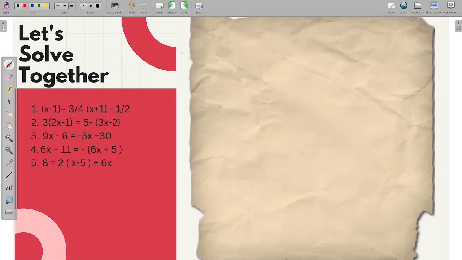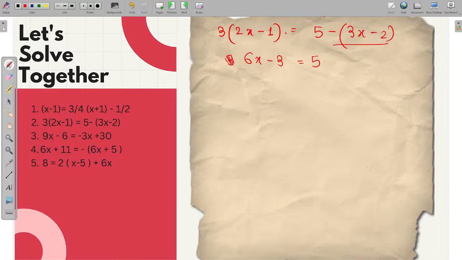Let's move on to the next question, that is 3(2x − 1) = 5 − (3x − 2). Okay, now let's multiply. 3 into 2x will get 6x − 3 = 5. While opening the brackets, do you remember the rule? If there is a negative sign outside the bracket, the signs of the numbers inside will change. So +3x will be −3x now, and −2 will become +2.